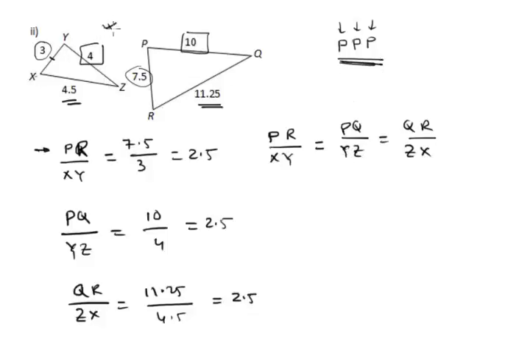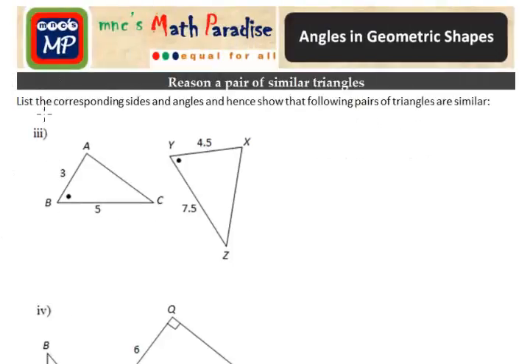So these two triangles are similar, and here the corresponding arms are XY and PR, YZ and PQ, and ZX and QR are corresponding arms. Let us do two more examples on similar triangles here.